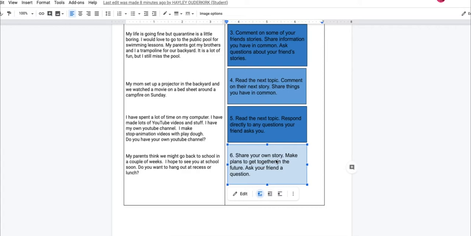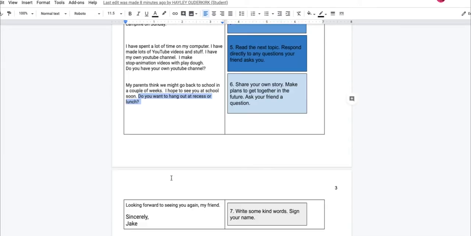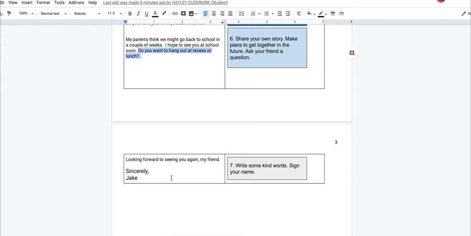And then the last one, you can read this. It says, share your own story, make plans to get together in the future, ask your friend a question. So here, what is that topic, Haley? He thinks that we're going to be going back to school in a couple weeks. Very good. Yeah. And this person hopes that they can hang out and stuff. There you go. So then, again, it asks you another question directly, so we should respond to that so that we're not being impolite. Yeah, exactly. We're not going to say, no, we don't want to hang out with you, right? They're our friend. We're pretending that we're friends. We're going to be nice to them.